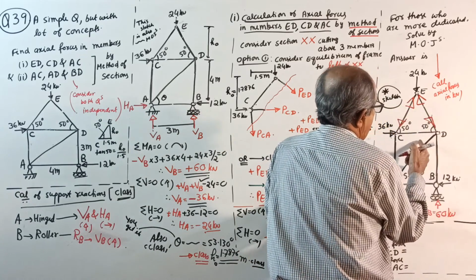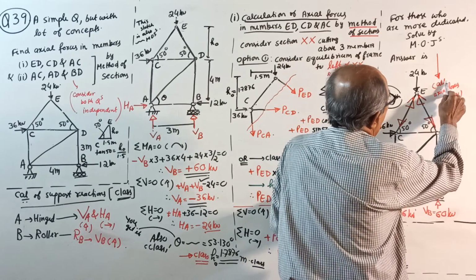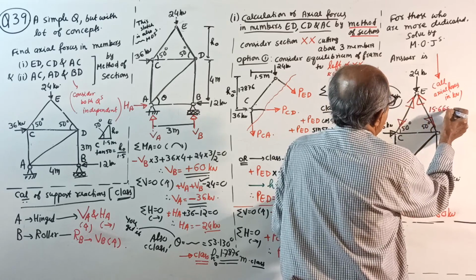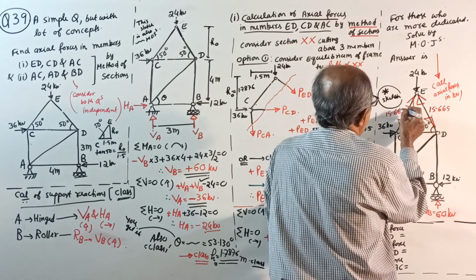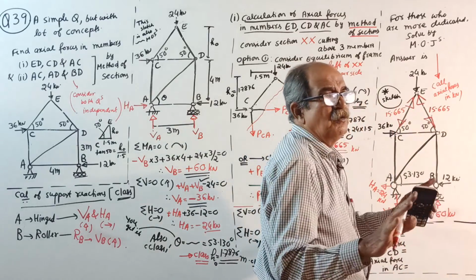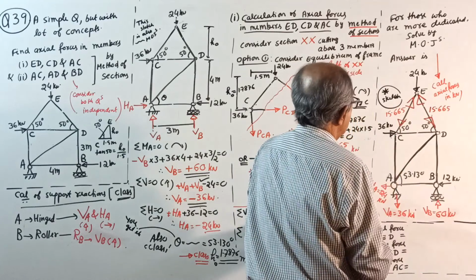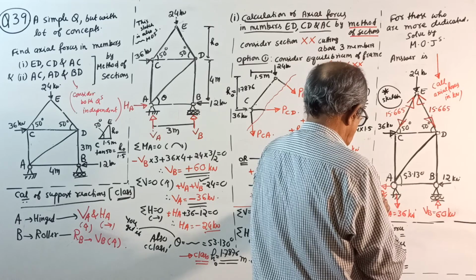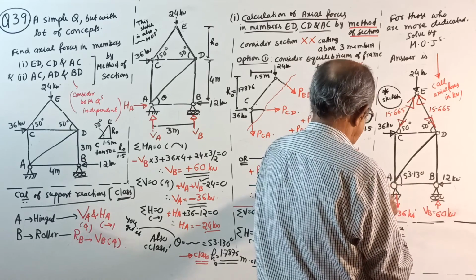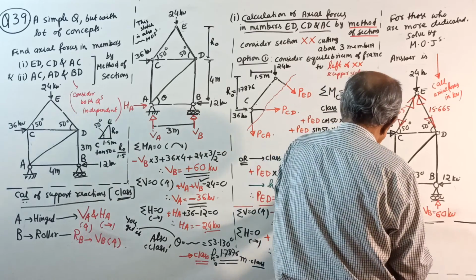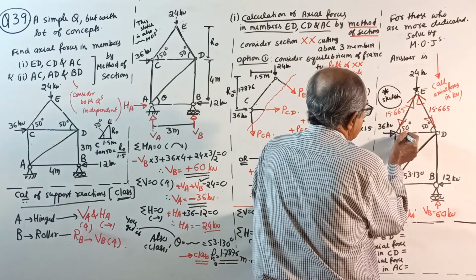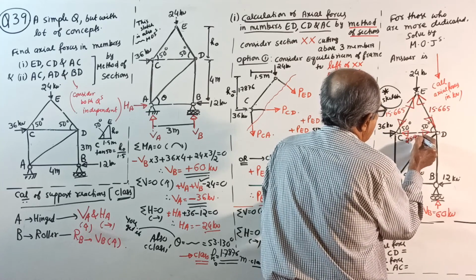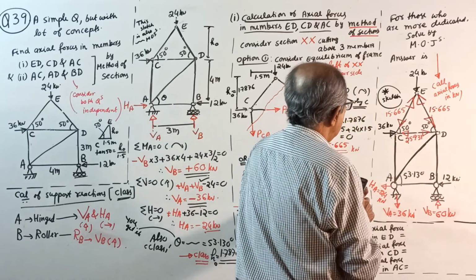15.665 kilonewton. I am not writing kilonewton because space is not there. All axial forces are in kilonewton. 15.665, this also 15.665. You calculate. Then I'll come here. 15.665 into cos 50 is this side of 10 point something, minus 36 gives 25.931 this way.